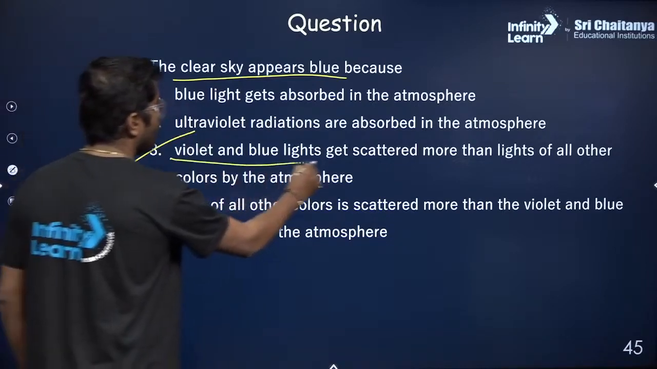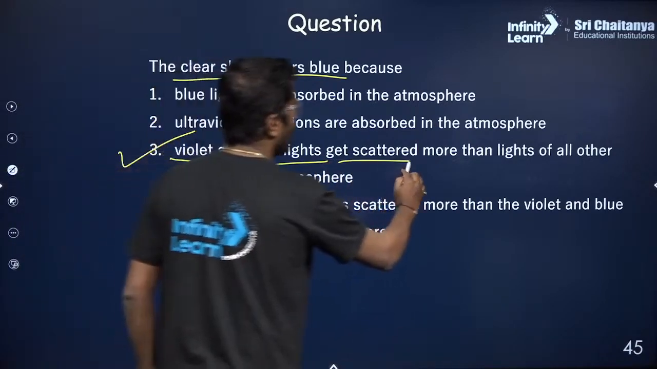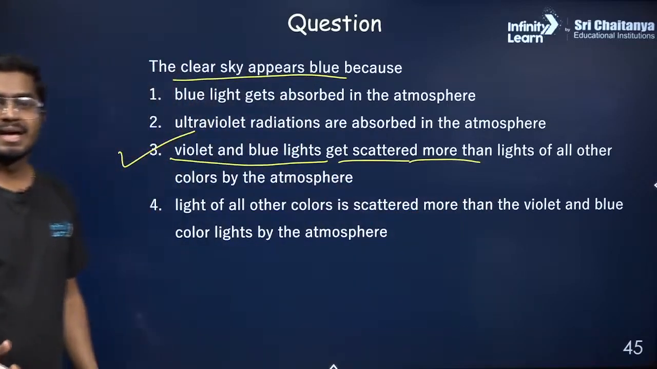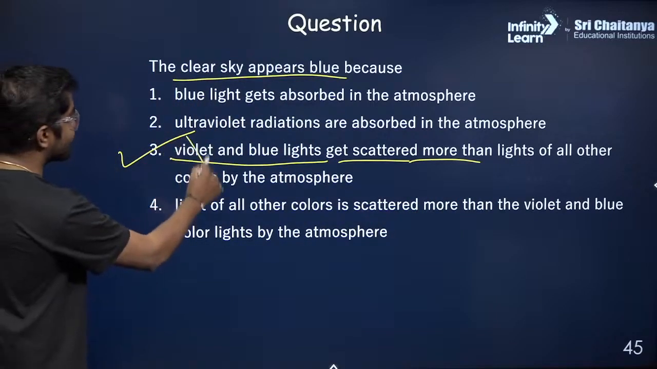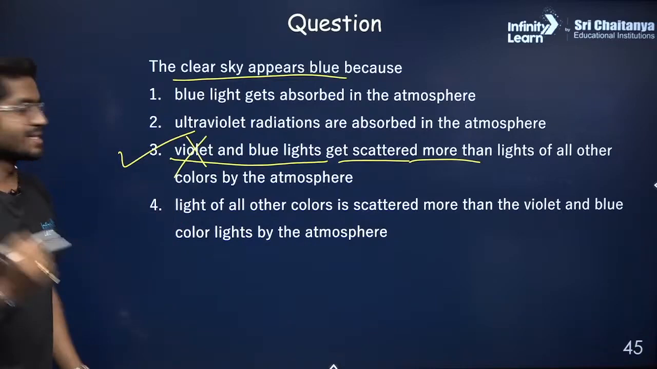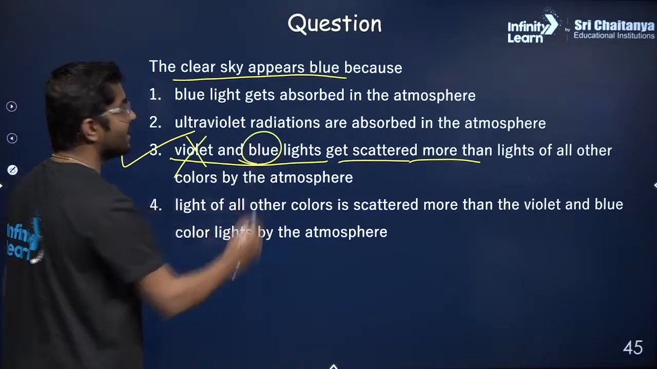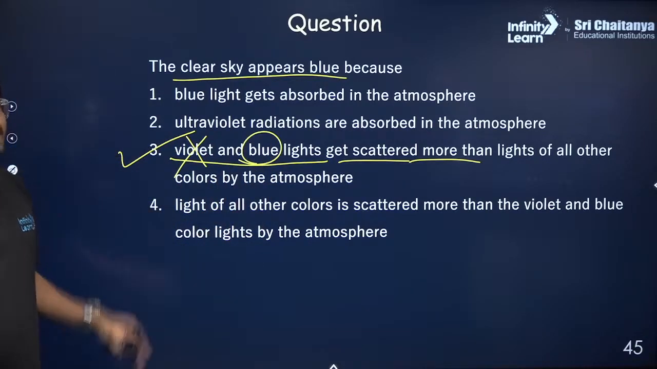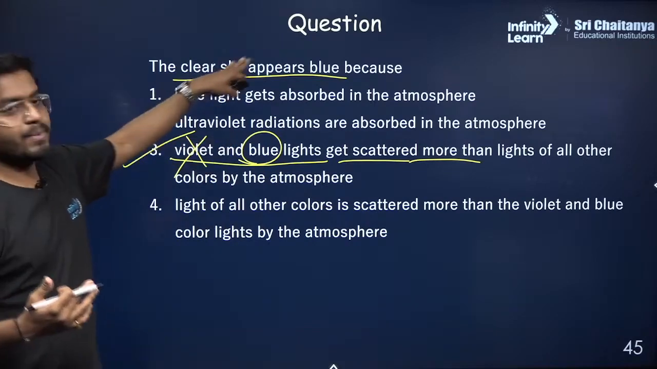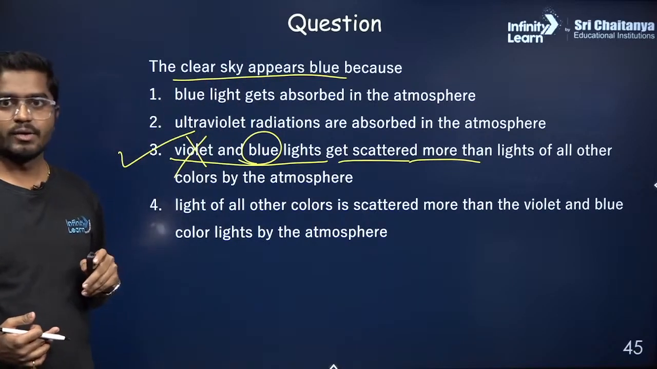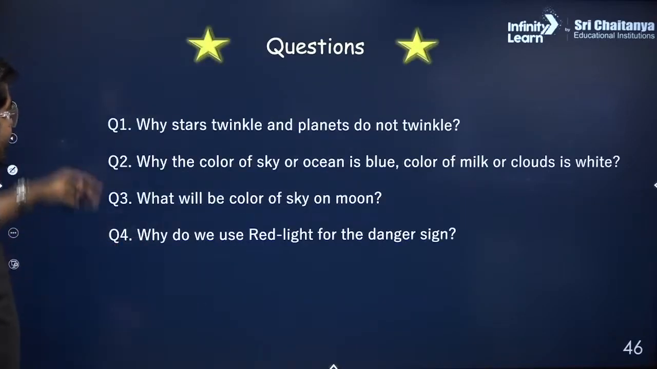The violet and blue lights are scattered more than the other colors, and violet is not sensitive to our eyes. Which is sensitive? Blue color is sensitive to our eyes. So that is the reason the sky appears blue in color. Okay. Alright, so we have answered all these questions.